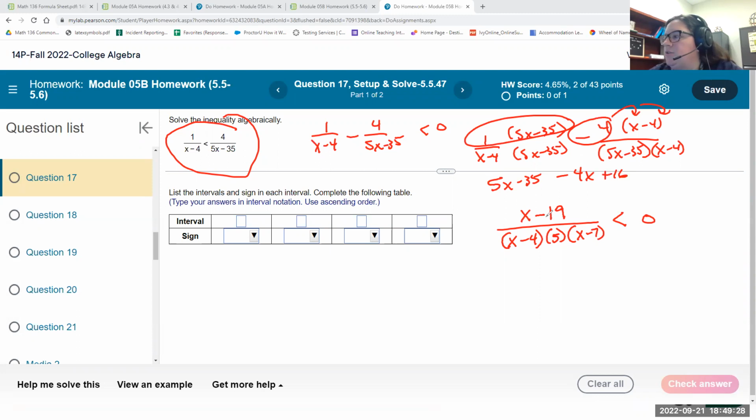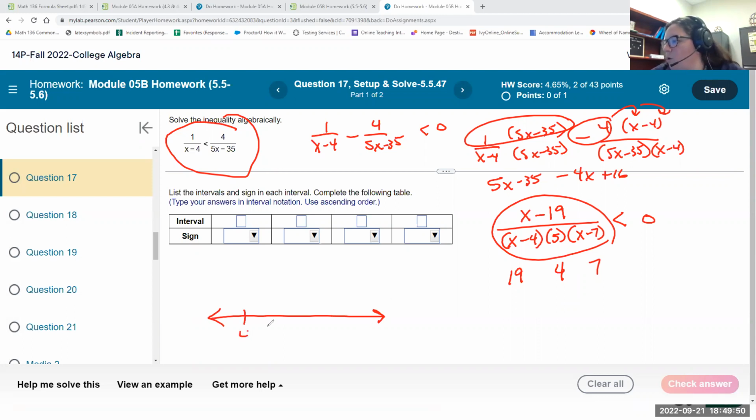So now each of those factors, so I have a 19 and a 4 and a 7. The 5 doesn't count as a factor in this case because there's no x in there. So 19, 4, and 7 are the values that are going to make this whole thing either undefined or equal to 0. So I'm going to mark those, make sure they're in order on the number line. So 4, and then 7, and then 19.